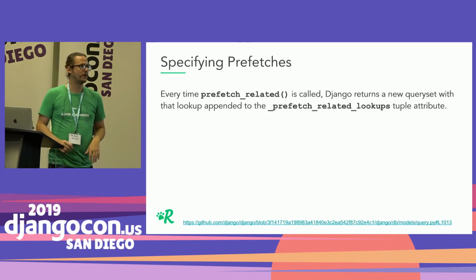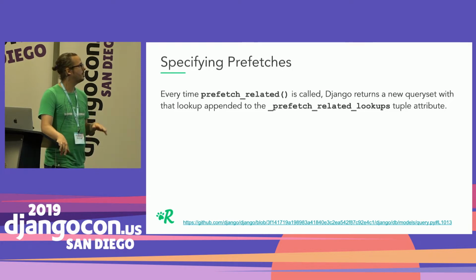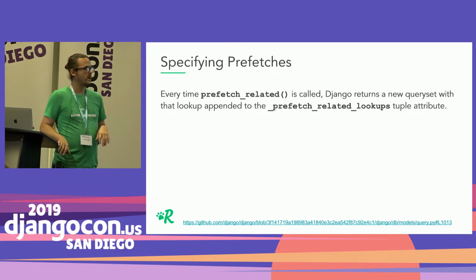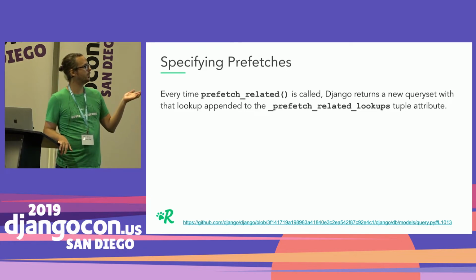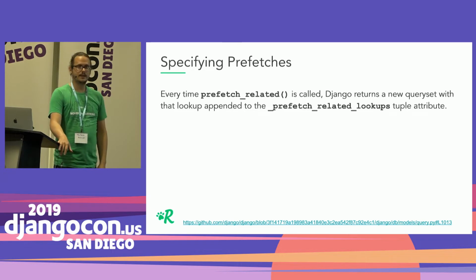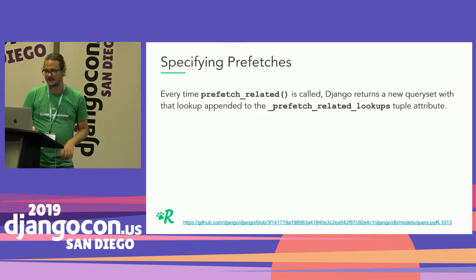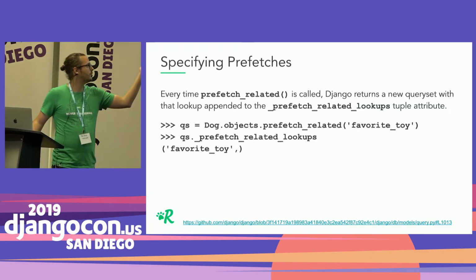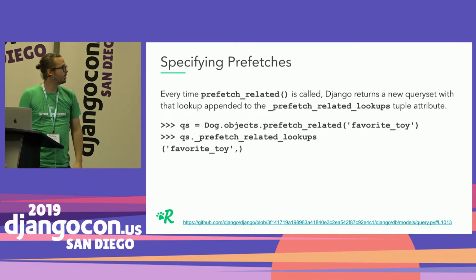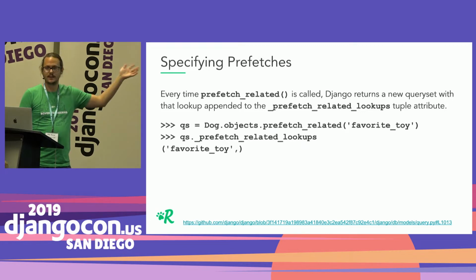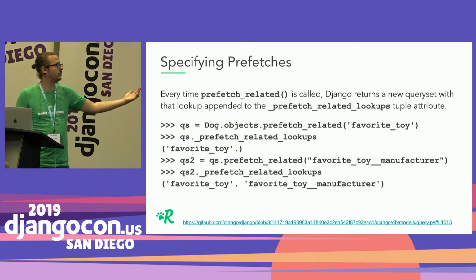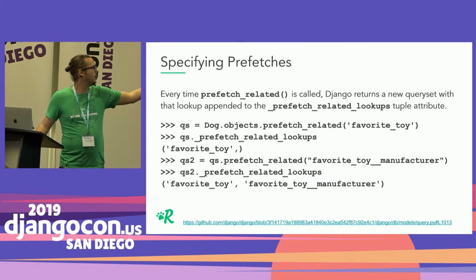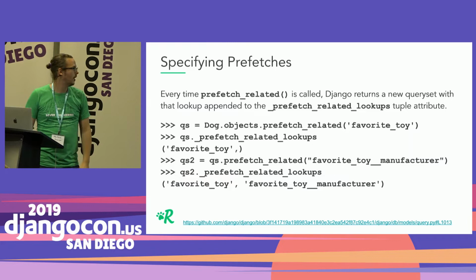We'll start at the beginning with how we specify prefetches. Every time prefetch_related is called on a query set, Django returns a new query set, and there's an attribute on the query set called _prefetch_related_lookups. Basically, it takes everything that you passed into prefetch_related and appends it to the end of that. For example, if we define our query set like dog.objects.prefetch_related favorite toy, we can look at this _prefetch_related_lookups and see that, oh, favorite toy is there. If we then add an additional prefetch_related lookup, we can see that the favorite toy's manufacturer is now part of that _prefetch_related_lookups attribute.